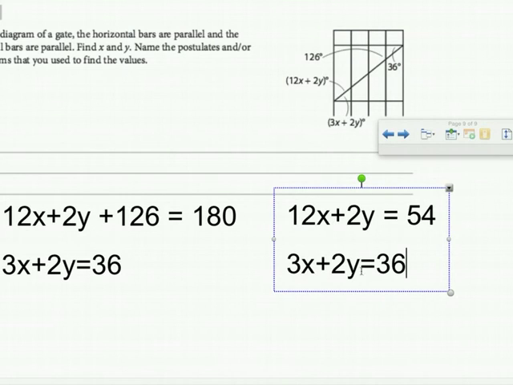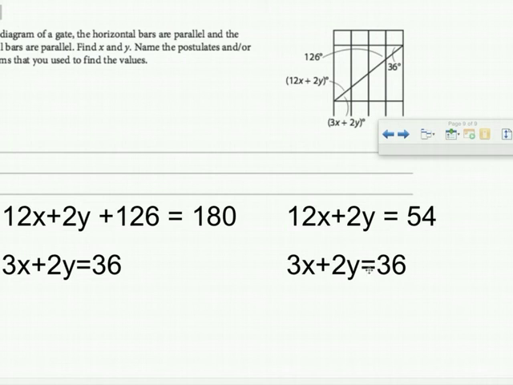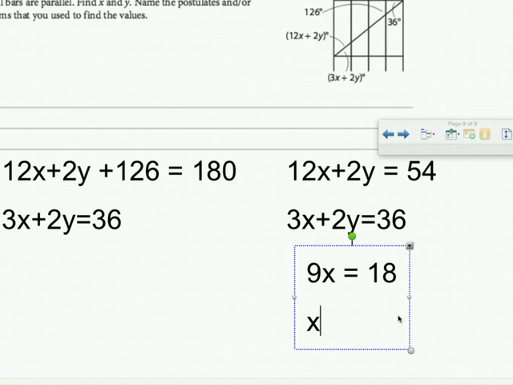Notice that the 2y is in both equations, which means if I subtract this equation from this one, my y's will cancel out, and then I'll have one equation in one variable, and that should be very easy to solve. So when I subtract this equation from this equation, I get 9x equals 18. And oh my goodness, that's a much easier equation to solve. So I know x equals 2.